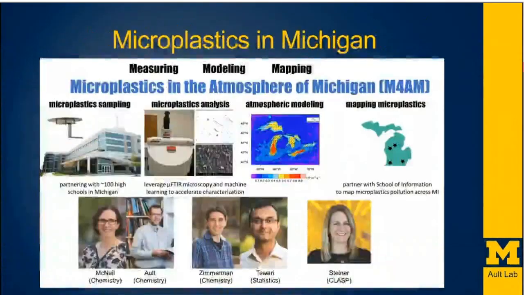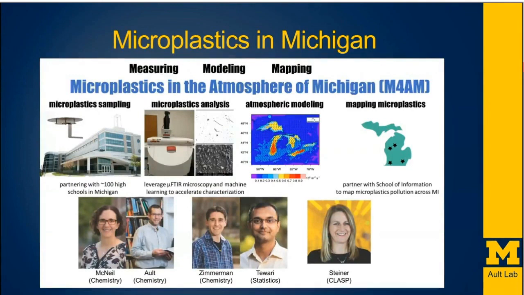So I'm part of a project here at the University of Michigan that's led by Ann McNeil, a polymer chemist and organic professor in the department, myself, as well as some folks here: Paul Zimmerman, physical chemist, and Boosh Dewari, a statistician, and Allison Steiner, who is an atmospheric modeler up in our climate and space sciences and engineering department. We've all come together to try to understand how widely distributed microplastics are in the atmosphere.